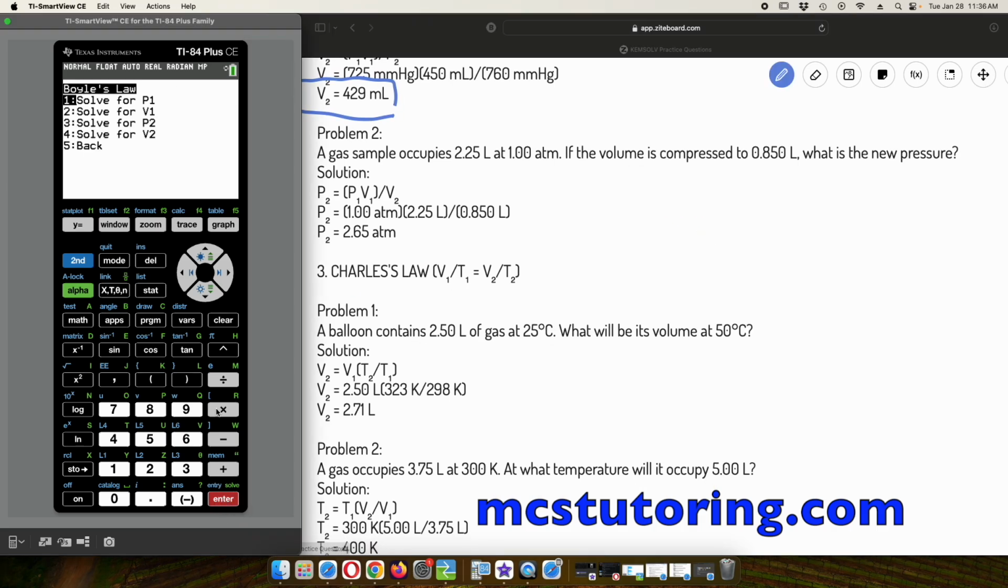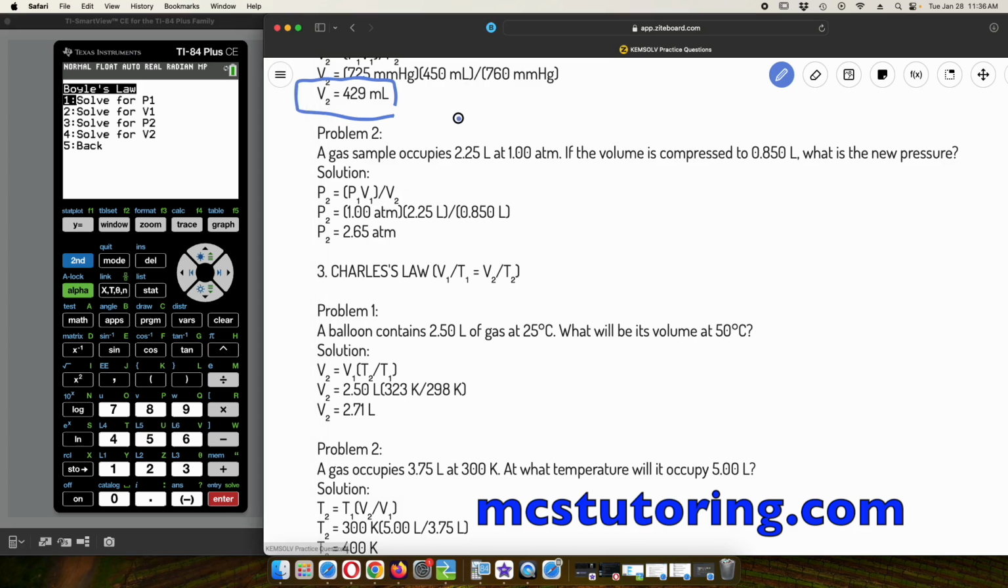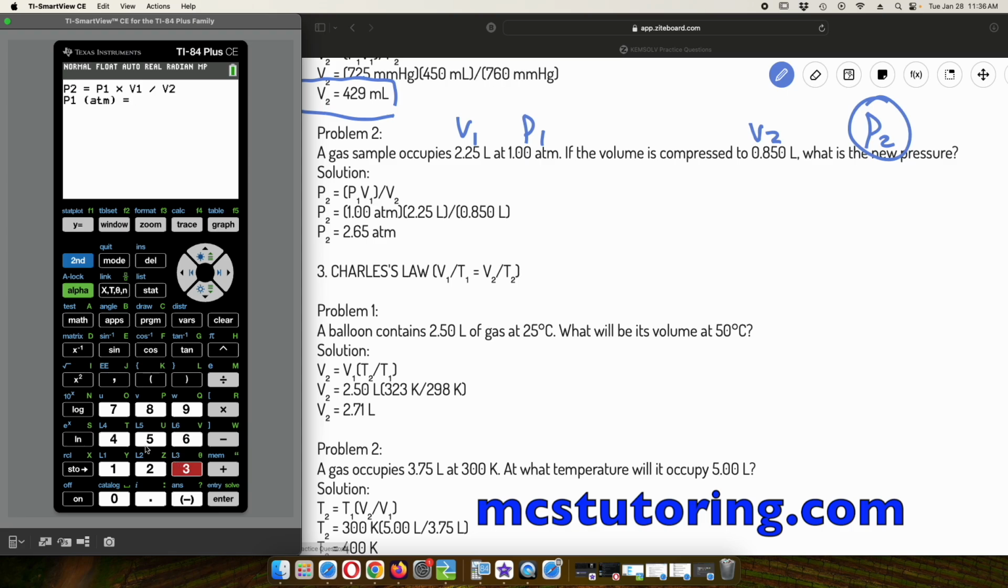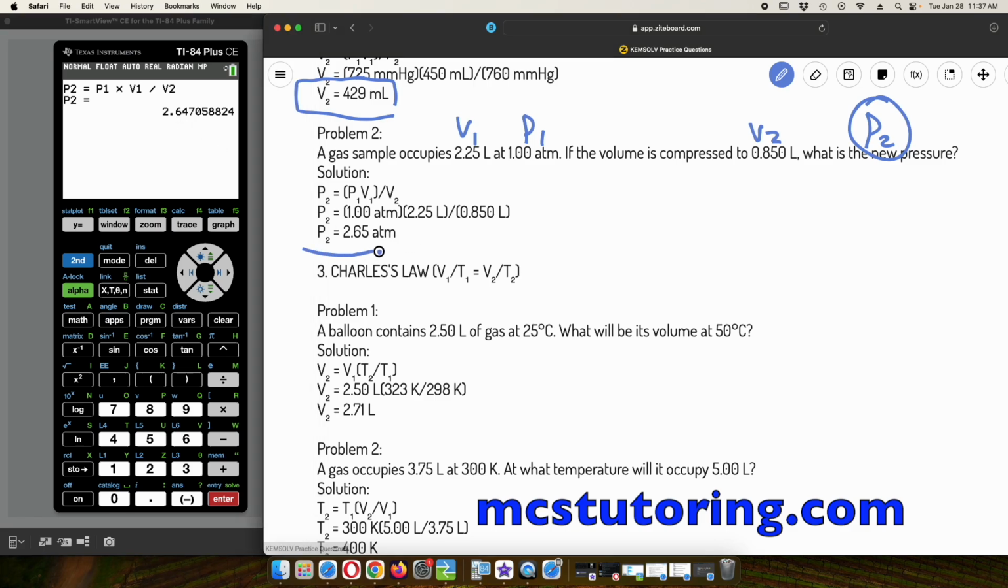Okay, Boyle's law. We have our V1, we have our P1, and then it's compressed to V2. What's the new pressure? So P2 is what we're looking for, so we're going to solve for P2. P1 is in ATMs, but it's going to be units agnostic for Boyle's law, so don't worry about it. P1 is 2.25, V1 and V2, 0.85. And then P2 is 2.64. Okay, great, rounds up to 2.65 ATMs. We're right on the money there.